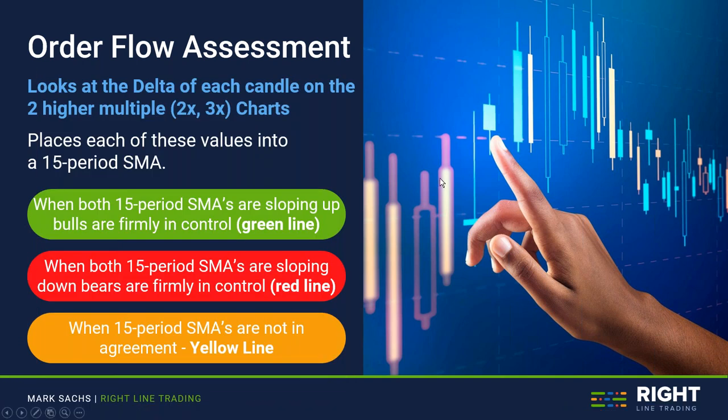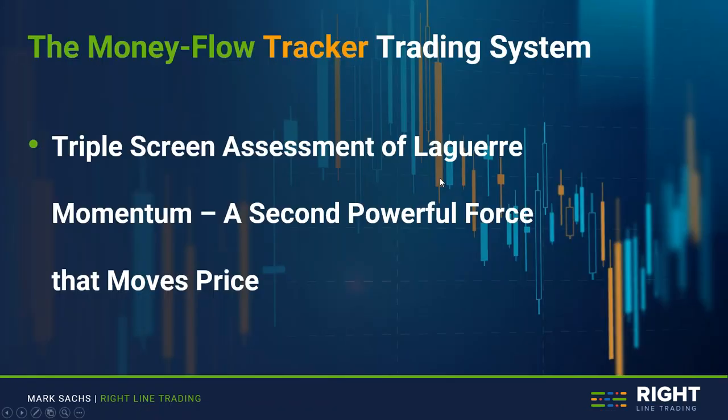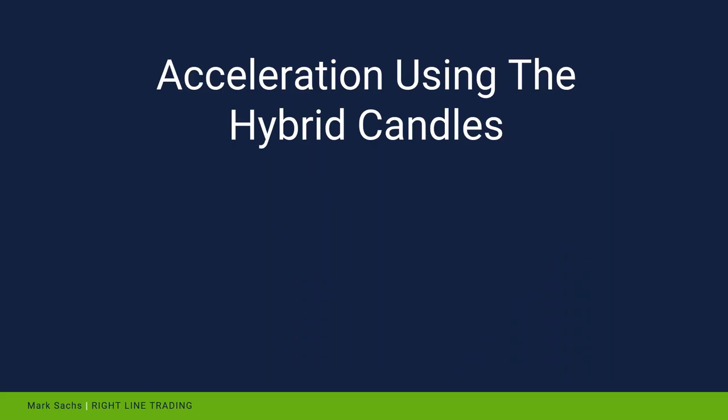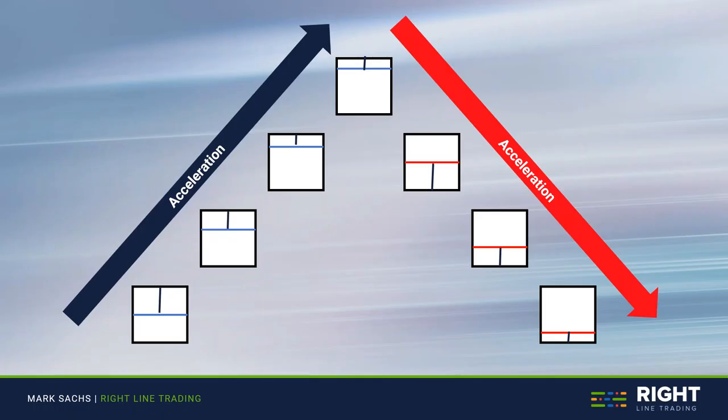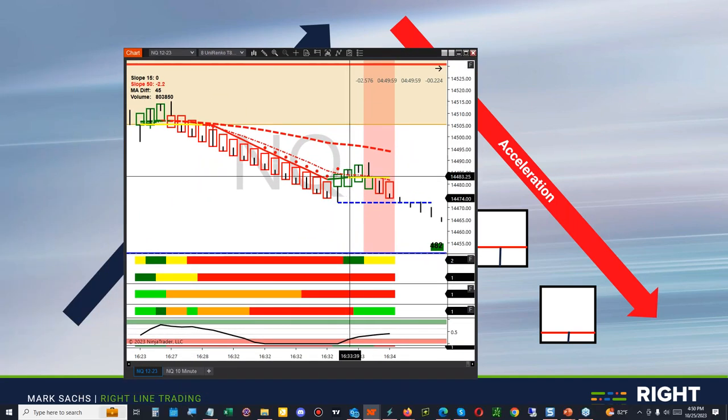Right. So next thing, triple screen assessment of the Laguerre for momentum. Right. So the second most powerful force that moves price. If you don't have momentum, you have no movement. So we use the wicks. So I wanted to show you the wicks.